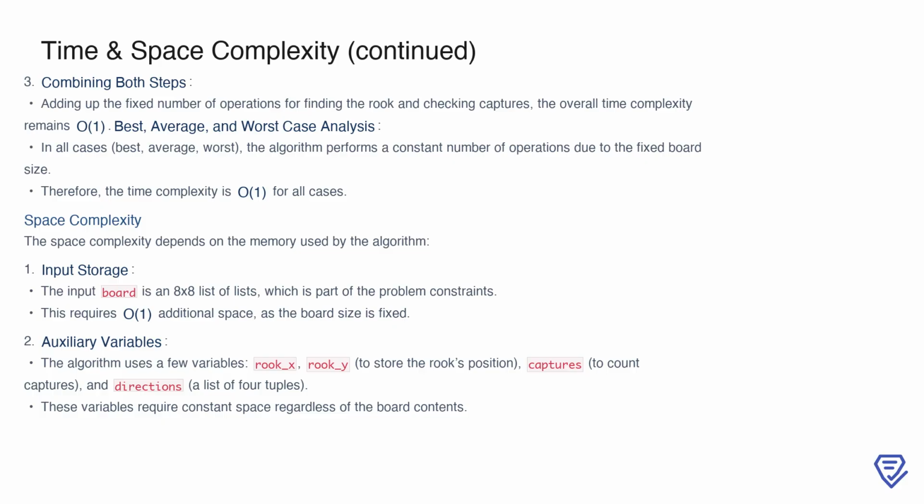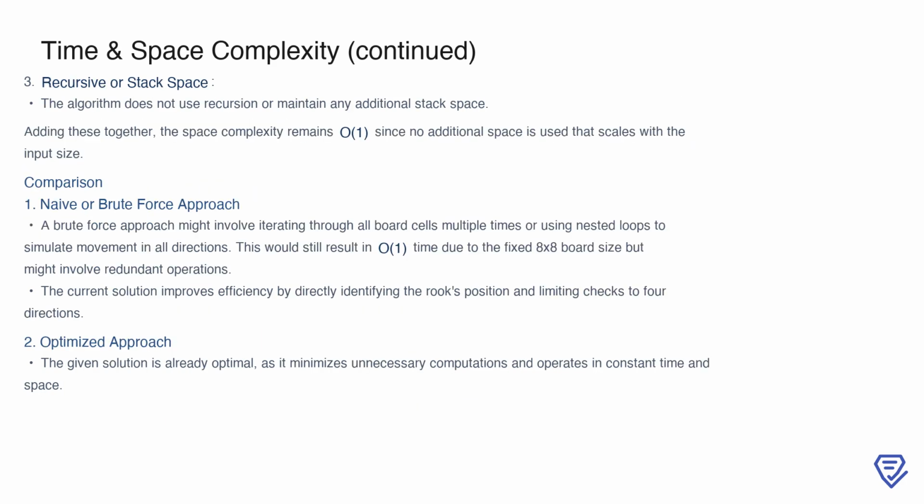Auxiliary variables such as rook_x and rook_y for the rook's position, captures for counting captures, and directions for the 4 cardinal movements all use constant space. Thus, the space complexity is also O(1), as no memory usage scales with the input. The algorithm does not involve recursion or require additional stack space, which further confirms that the space complexity remains O(1).